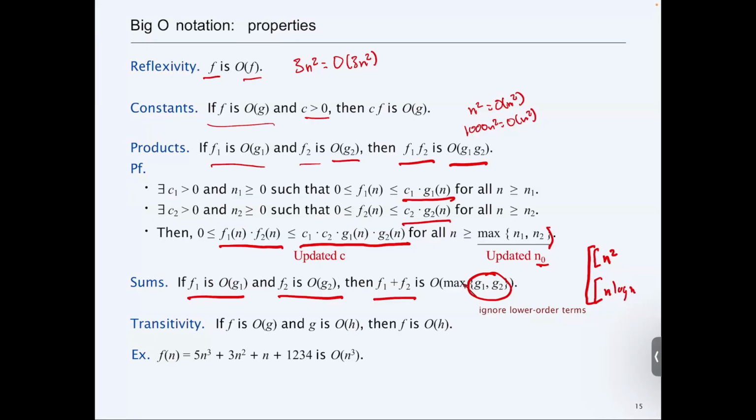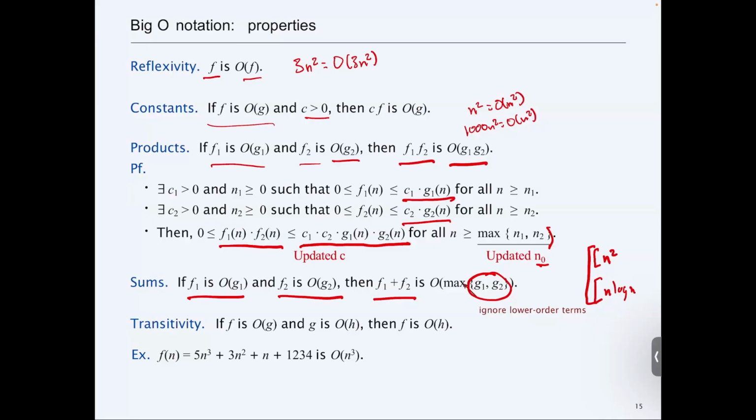The final property that we see here is transitivity. Transitivity is extremely useful. It says something like this. If f of n is big O of g of n, and g of n is big O of h of n, then f of n is big O of h of n. And conceptually, this hopefully is very intuitive. If f of n grows no faster than g of n, and g of n grows no faster than h of n, well, then f of n certainly grows no faster than h of n.